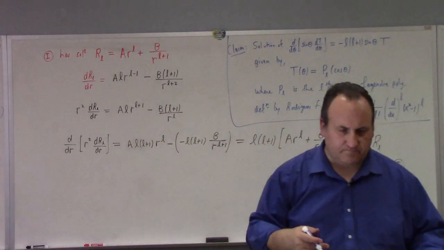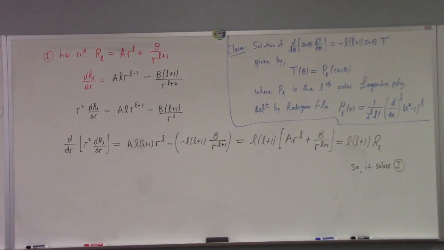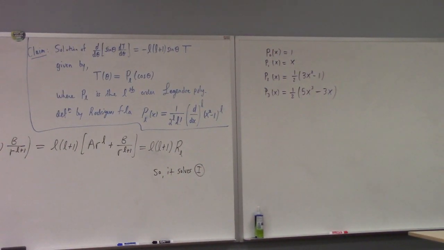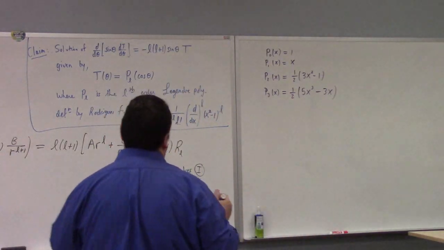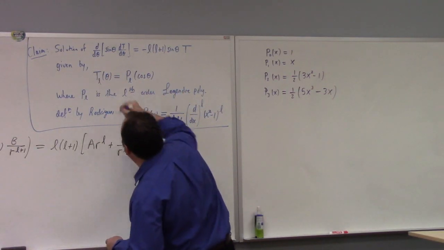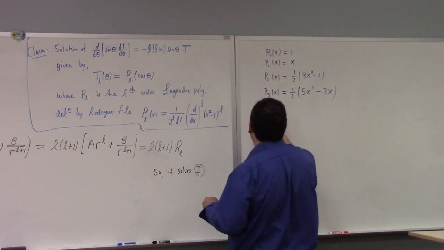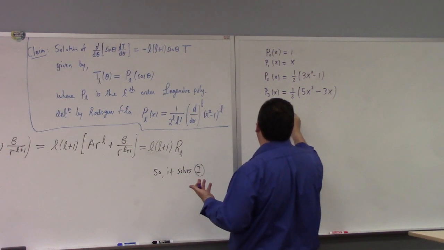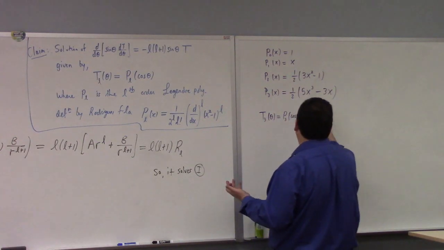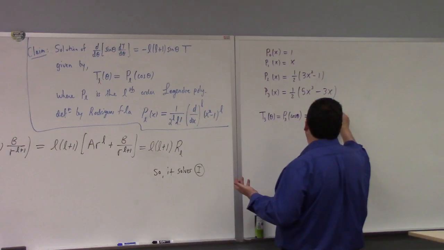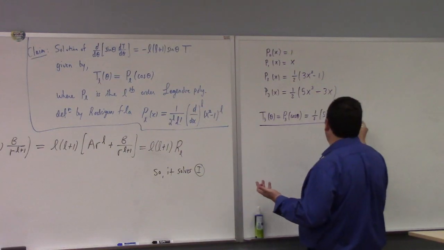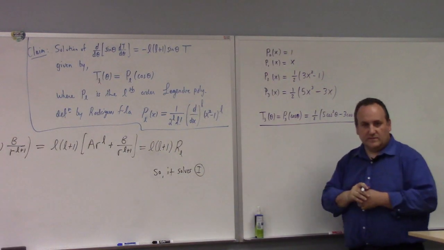So what does this all mean? When I write P_L of theta, what's that actually? For instance, if we were talking about T3 of theta, the solution I would be talking about is P3 of cosine theta, and that means 1/2 of 5 cosine cubed theta minus 3 cosine theta. There's an example of one of the solutions to the angular equation here.